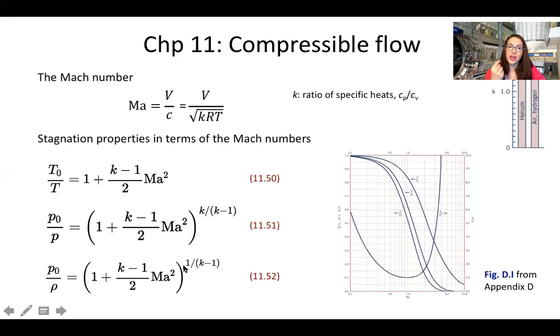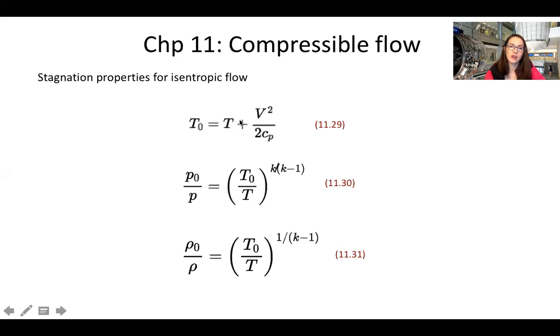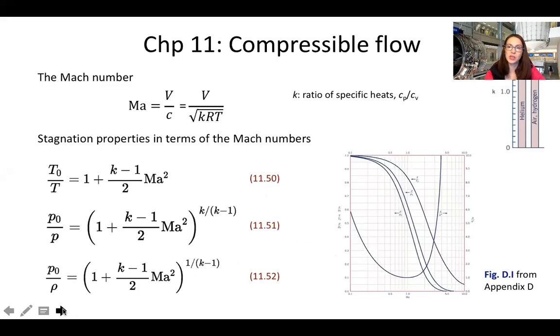It's even more handy to have these relationships in terms of the Mach number. So if we take these relationships and we do a bunch of manipulations to them, we can rewrite them in terms of just the Mach number instead of the velocity. And here we've got these three ratios, and now they're a function of K, the ratio of specific heats, and the Mach number, and that's it.